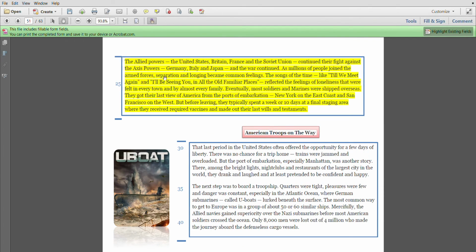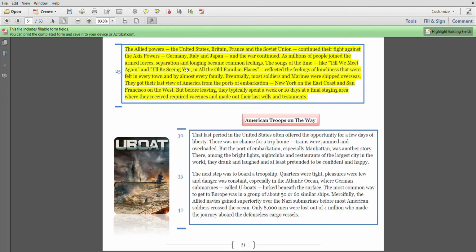The Allied powers, the United States, Britain, France, and the Soviet Union, continued their fight against the Axis powers, Germany, Italy, and Japan, and the war continued. As millions of people joined the armed forces, separation and longing became common feelings. The songs of the time, like "Till We Meet Again" and "I'll Be Seeing You in all the old familiar places," reflected the feelings of loneliness that were felt in every town and by almost every family.